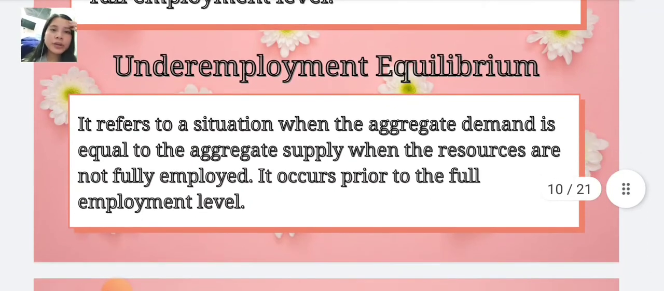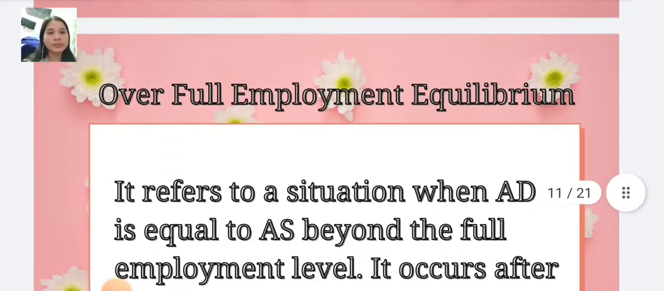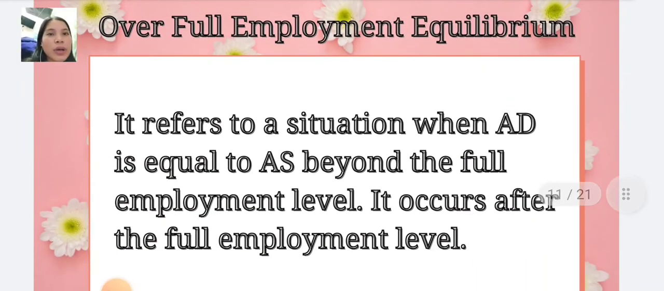What is underemployment equilibrium? It refers to a situation where the aggregate demand is equal to the aggregate supply where the resources are not fully employed. So, it occurs prior to the full employment level. Now, what is over full employment equilibrium? It refers to a situation when aggregate demand is equal to aggregate supply beyond the full employment level. So, it occurs after the full employment level.